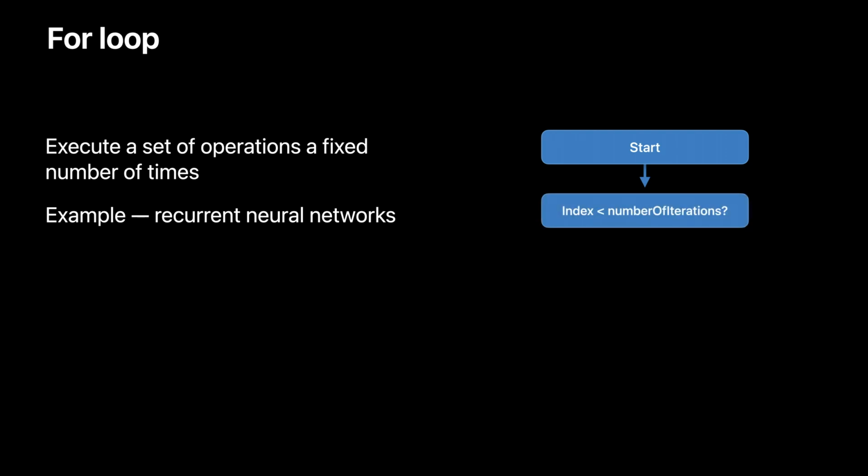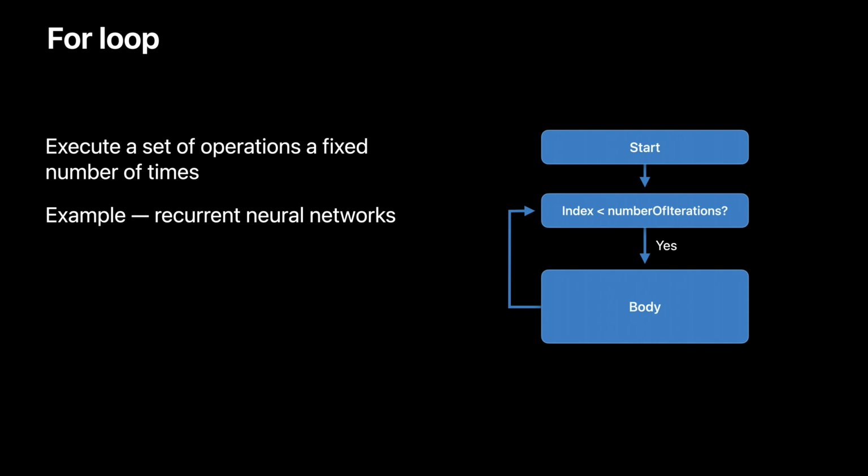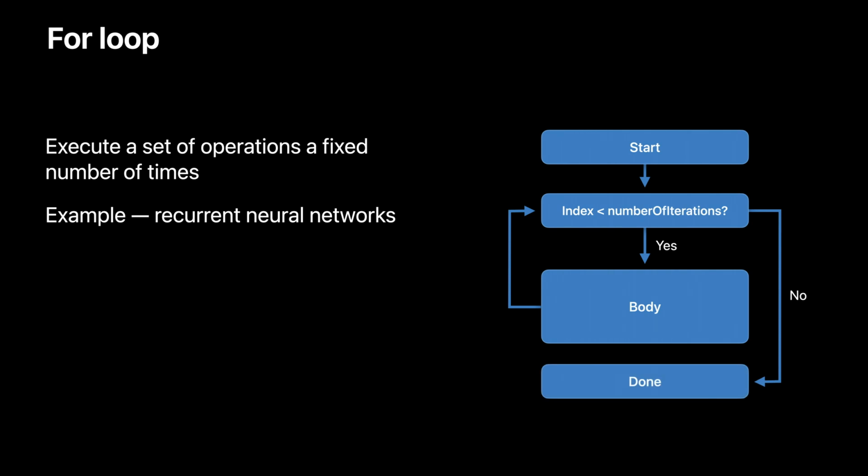Next, let's see how to implement a for loop. The for loop primitive loops over a set of operations a fixed number of times. This is common in recurrent neural networks where we have to loop over sequences of different lengths during training. We need to provide the number of iterations of the for loop. The index is initialized to 0 and compared against the number of iterations, each loop iteration. If it's less than the number of iterations, we execute the body of the for loop and increment the index by 1. When the index is equal to or greater than the number of iterations, we end the loop.